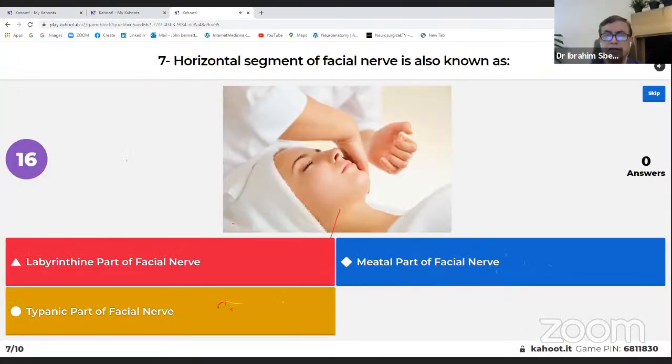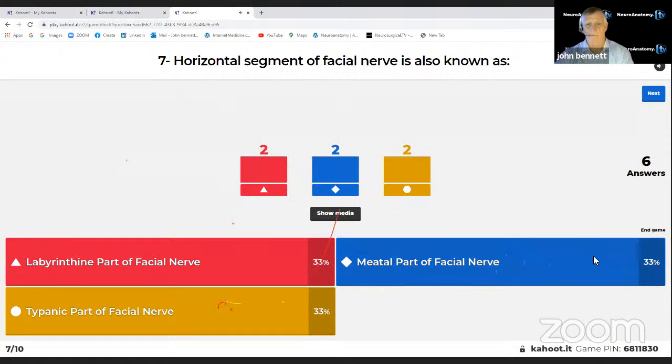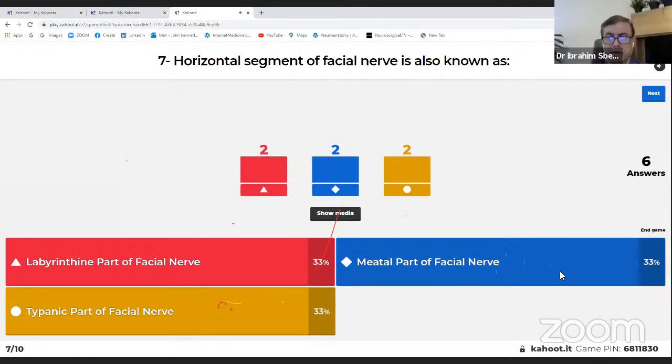So many parts of the facial nerve, and we are asking about the horizontal segment. Do we call it labyrinthine part? Do we call it natal part? Or do we call it tympanic part? So labyrinthine, natal, tympanic. Okay, equal across the board there. Yes. Again, natal part is impossible. Labyrinthine part is not there. Actually, the horizontal part is the tympanic part. And that is followed by the vertical part.